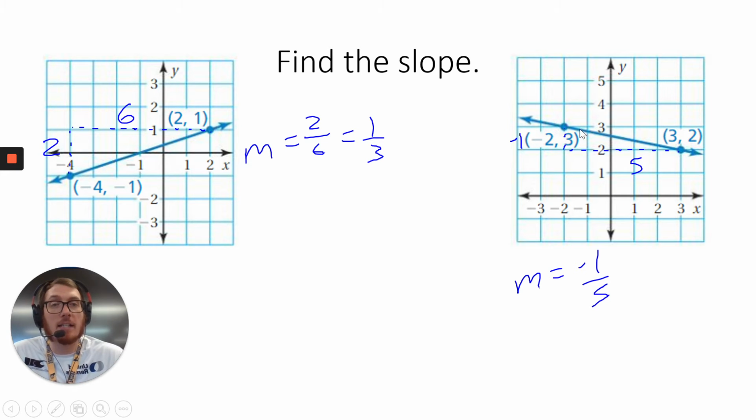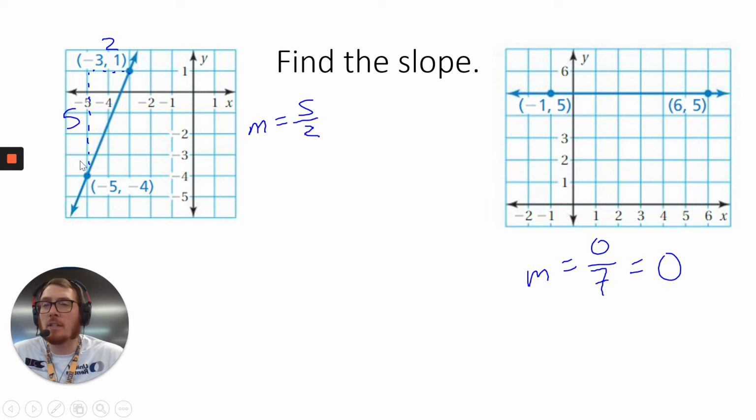For the second one, instead of going up and over, I'm going down and over to the right. So I'm going down 1 and then to the right 5. So this would be a slope of negative 1/5. That negative sign could be in the numerator or it could be out front in front of the fraction. Either of those options is fine as you're trying to find slope. Notice the first slope is positive, while the second slope is negative.